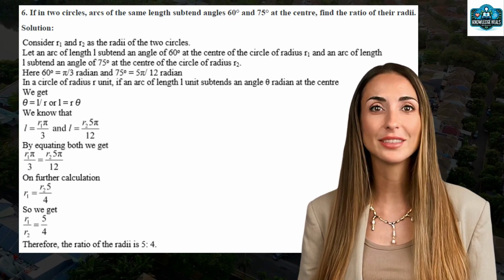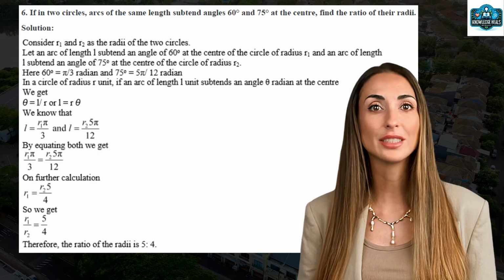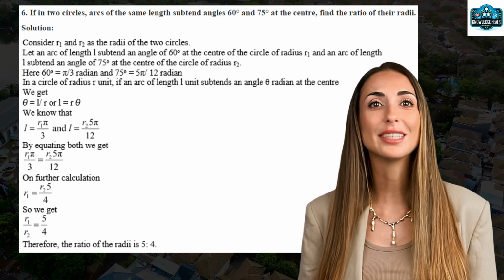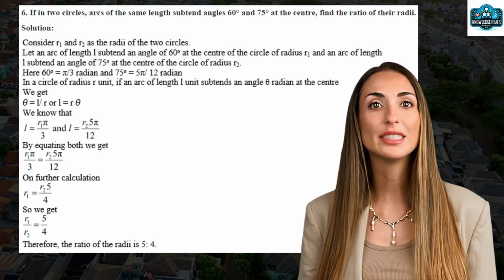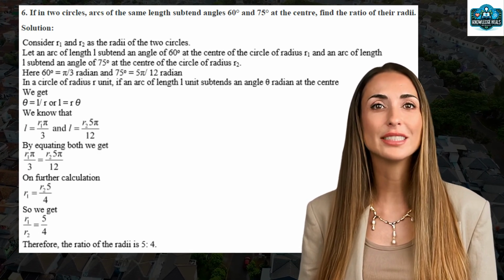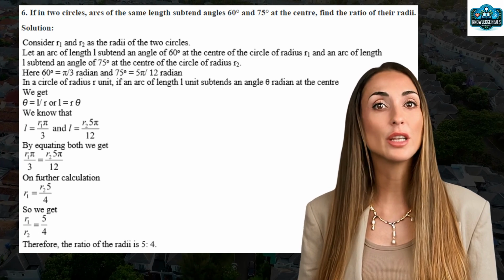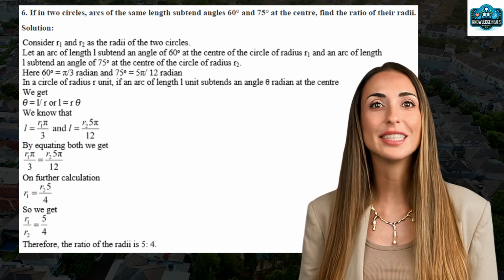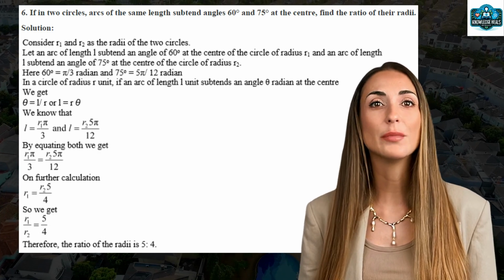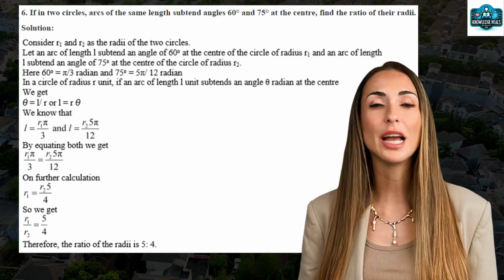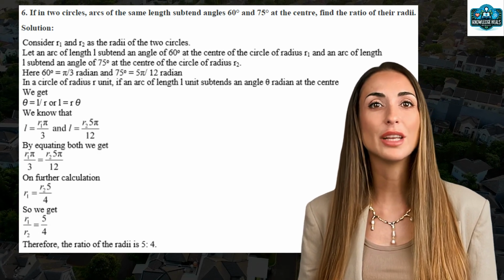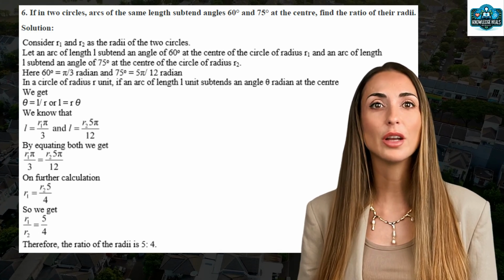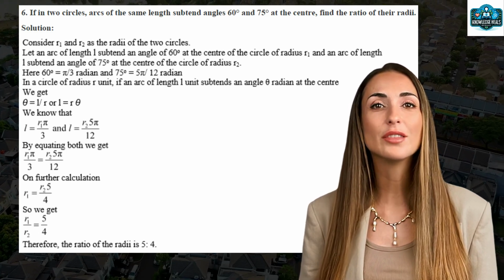In a circle of radius r unit, if an arc of length L unit subtends an angle theta radian at the center, we get theta is equal to L by r, so L is equal to r into theta. We know that L is equal to r1 into pi by 3 and L is equal to r2 into 5 pi by 12. As we keep doing calculation and simplifying, it becomes r1 by r2 is equal to 5 by 4. Therefore, the ratio of the radii is 5:4.